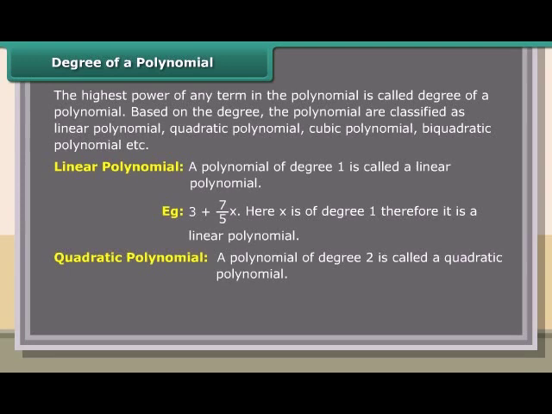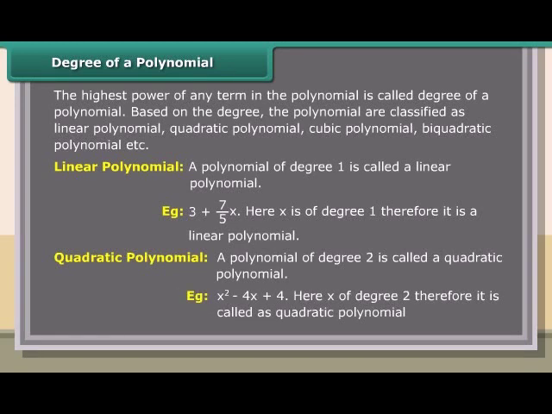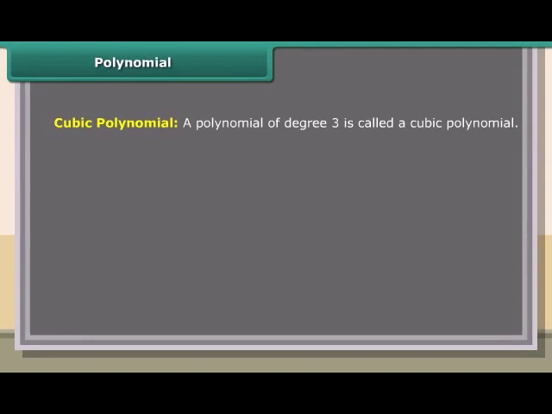Quadratic polynomial. A polynomial of degree 2 is called a quadratic polynomial. Example: x square minus 4x plus 4. Here x is of degree 2, therefore it is called a quadratic polynomial. Cubic polynomial. A polynomial of degree 3 is called a cubic polynomial. Example: x cubed minus 3x square plus 5x plus 1. Here x is of degree 3, therefore it is a cubic polynomial.